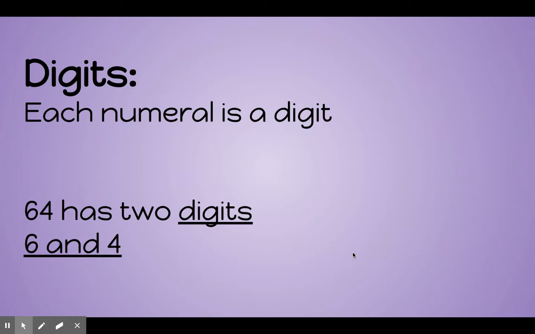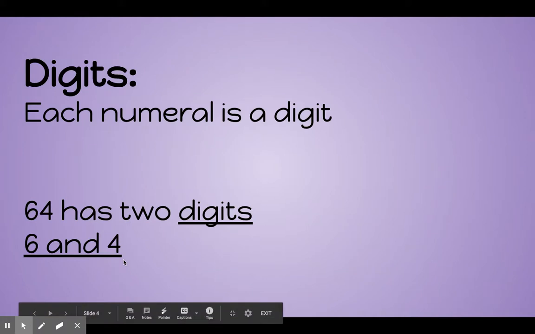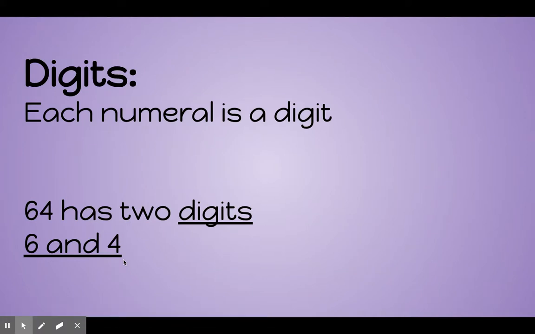The two vocabulary words that we're touching on today are digits and number word. But first, we're going to start with digits. Each numeral is a digit. 64 has 2 digits, 6 and 4. So those are the 2 digits in the number 64.